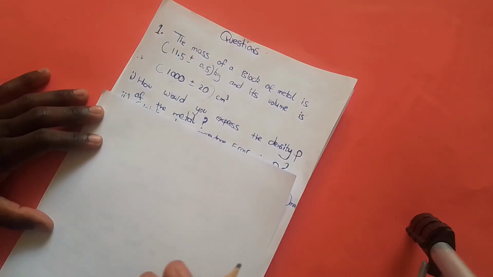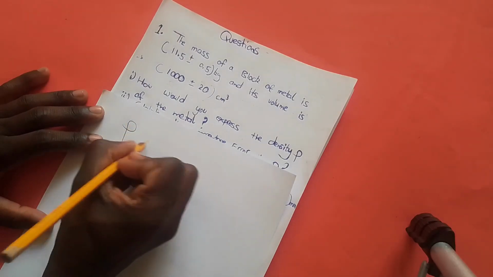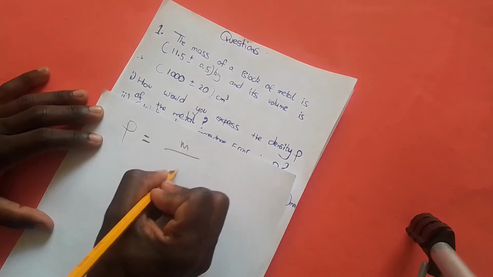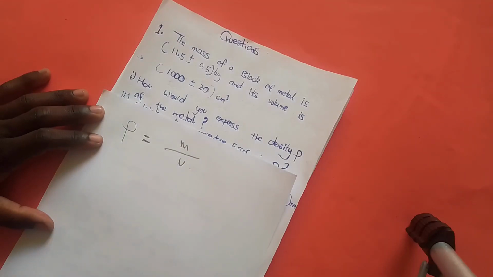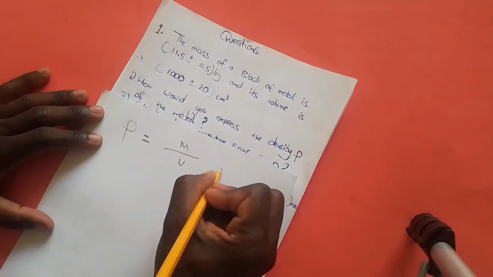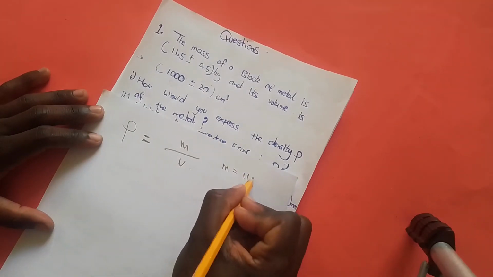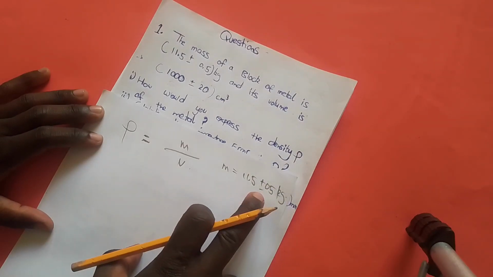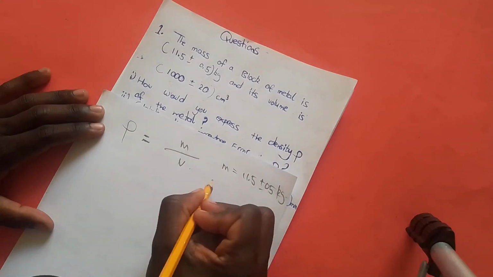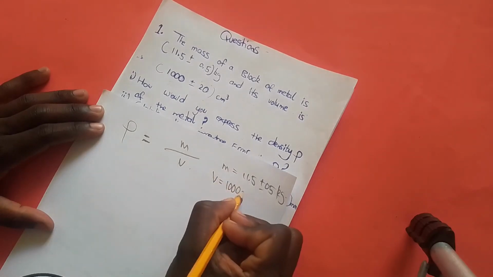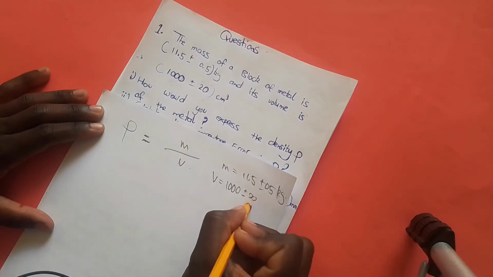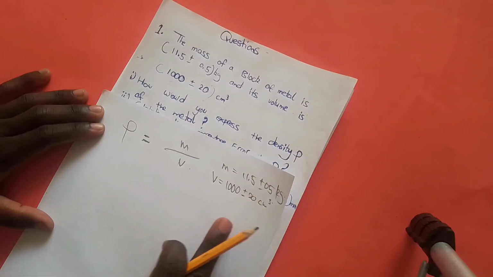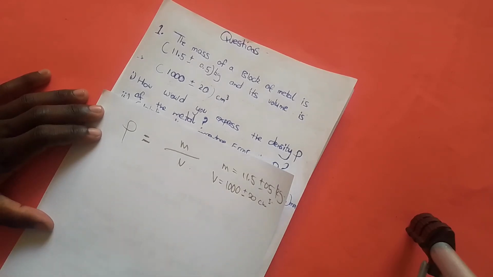What is the formula for density? The density rho is equal to mass over volume. That's the formula for density. So what is our mass? The mass is equal to 11.5 plus or minus 0.5 kilograms. The volume is equal to 1000 plus or minus 20 cubic centimeters. So we want to calculate the density of the block of metal.